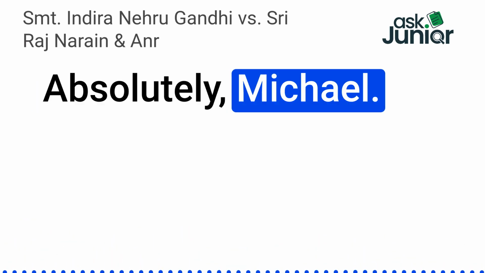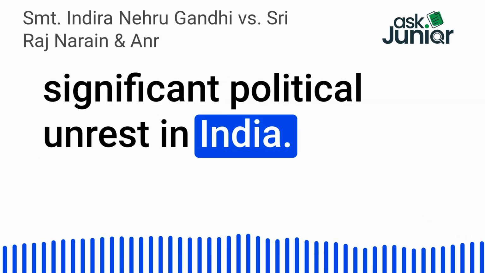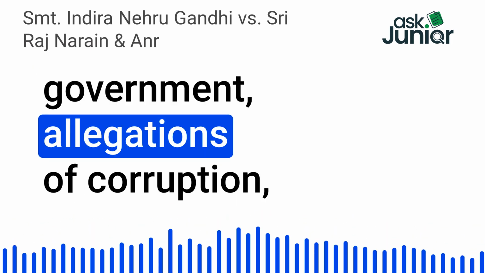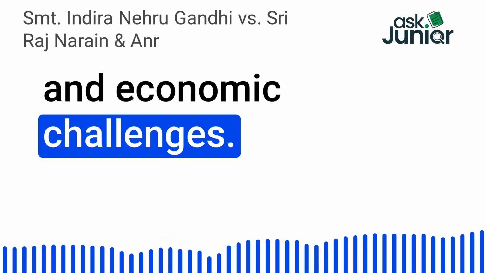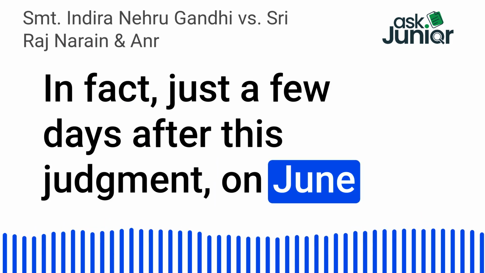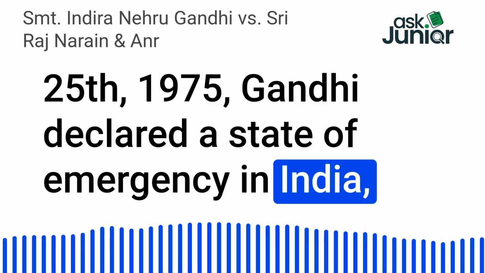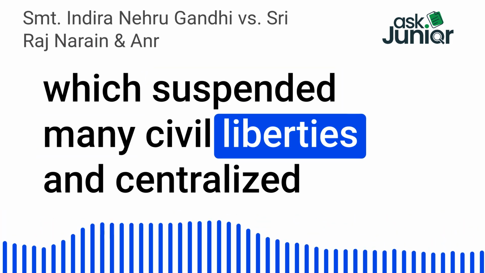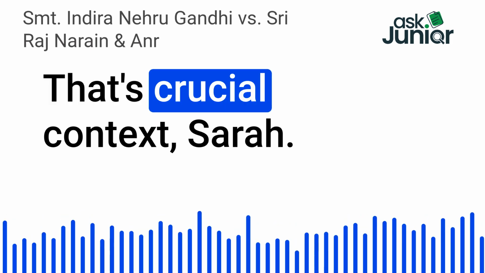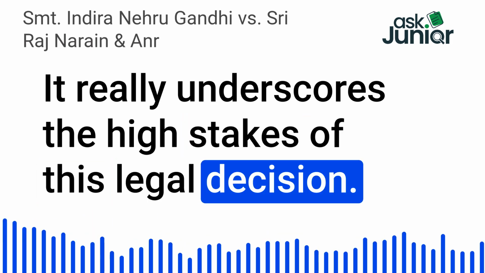Absolutely, Michael. This case was unfolding against the backdrop of significant political unrest in India. There were widespread protests against Gandhi's government, allegations of corruption, and economic challenges. In fact, just a few days after this judgment, on June 25, 1975, Gandhi declared a state of emergency in India, which suspended many civil liberties and centralized power in the executive branch. That's crucial context, Sarah. It really underscores the high stakes of this legal decision.